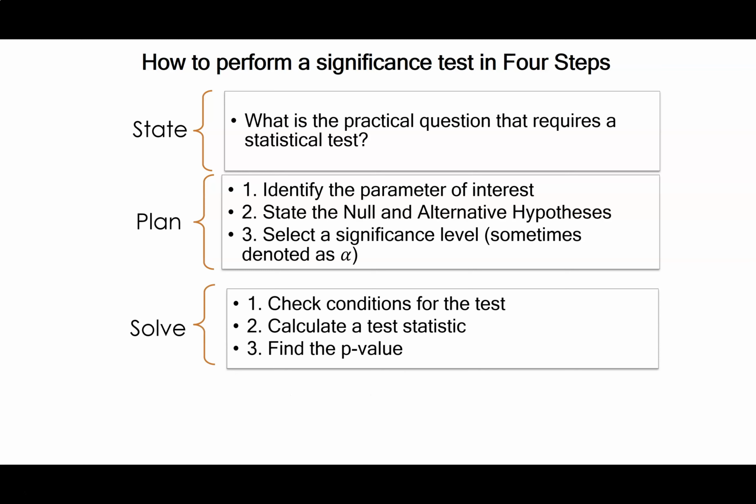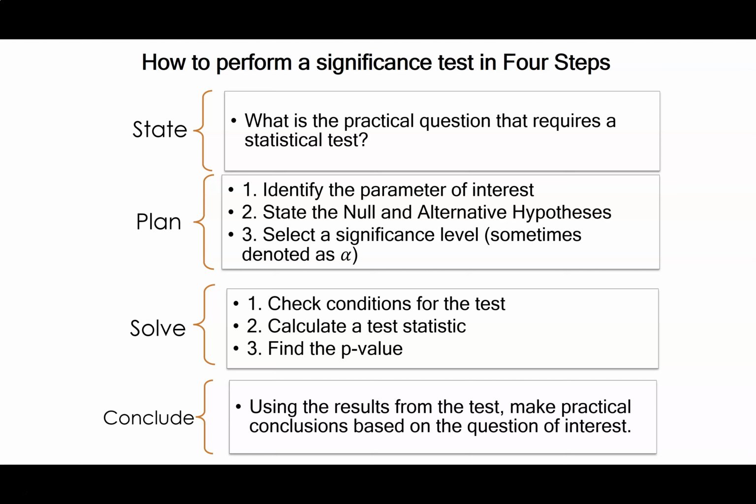So check those conditions. Is it a random sample? Is our sample size big enough for the central limit theorem to kick in? Do we know sigma? Calculate a test statistic, get your p-value, and now you can write up your conclusion. We have a 2-part conclusion as well. Using the results from the test, first, we want to know if we reject or fail to reject the null. But then we want a translation in layperson speak, so that somebody who is not a statistician is able to read it.